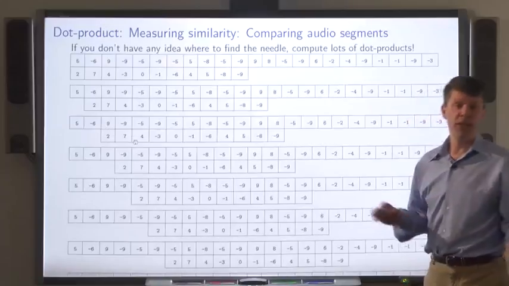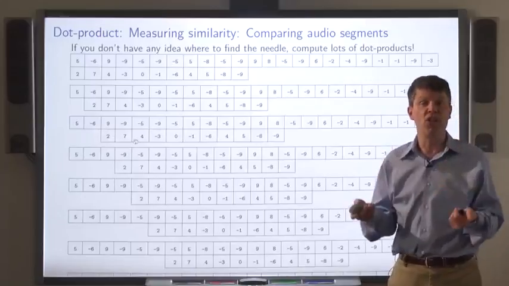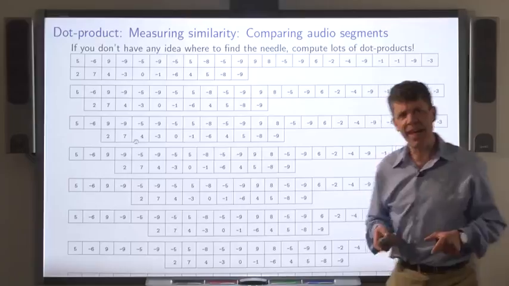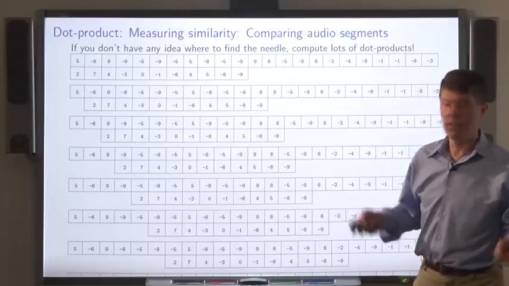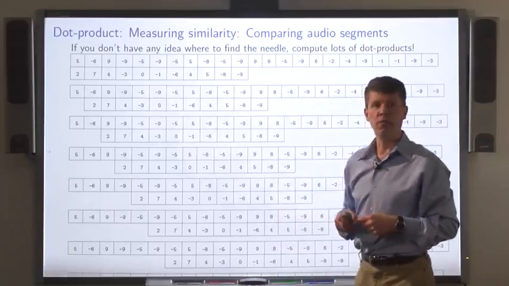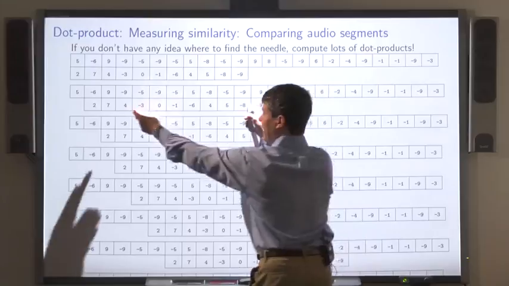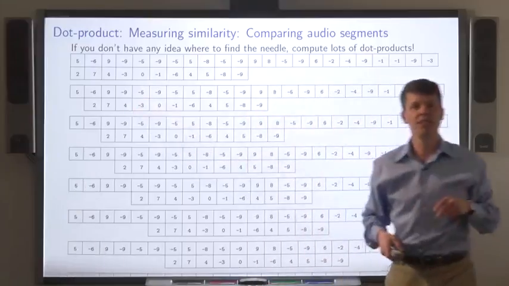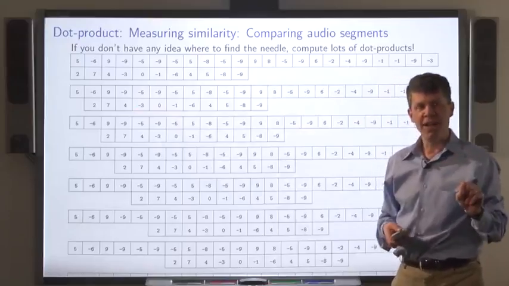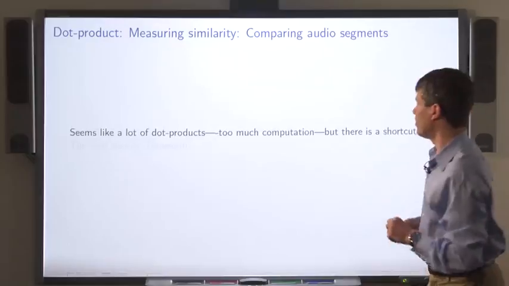Now, ordinarily, we don't know where the short clip appeared in the long segment. That's why we're carrying out this computation. The way to handle that is to take lots of dot products. Think of all the different possible locations for the short audio clip. It might be at the beginning of the segment, slightly in, and so on. Lots and lots of dot products. But perhaps the higher dot products give us clues as to where the best match is.